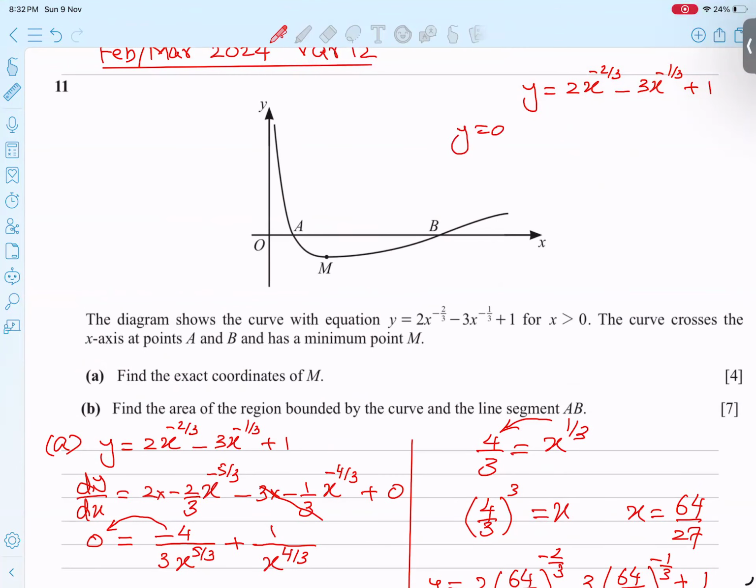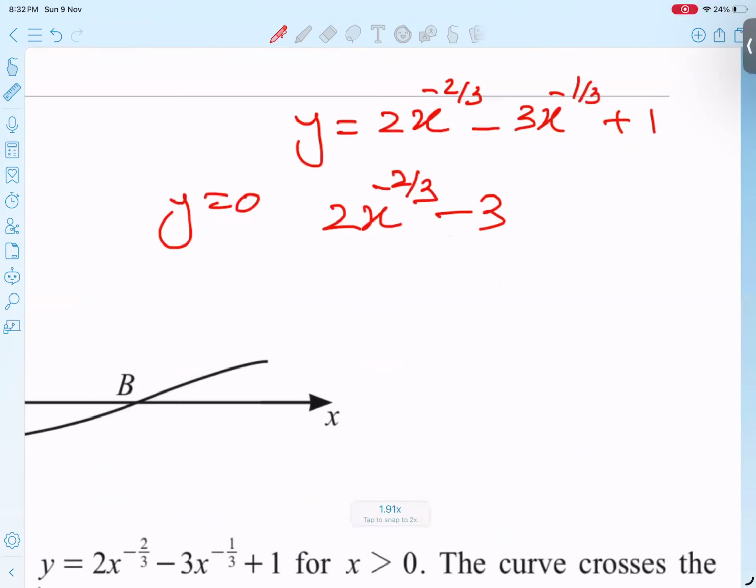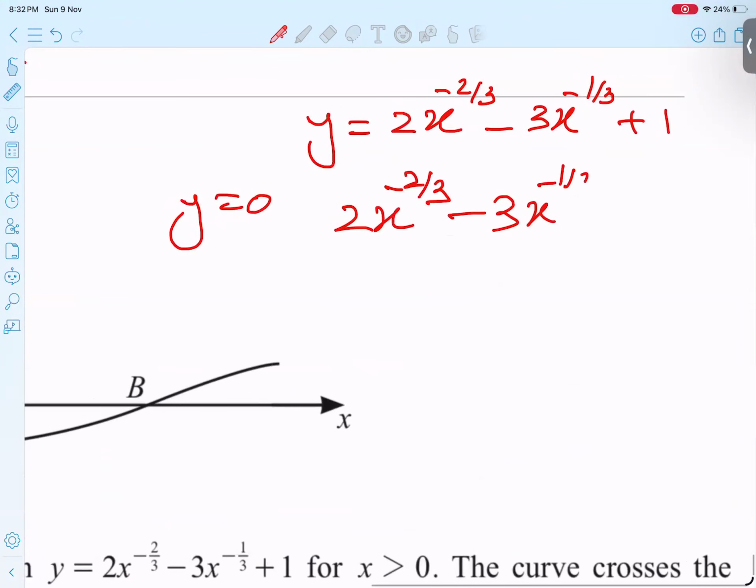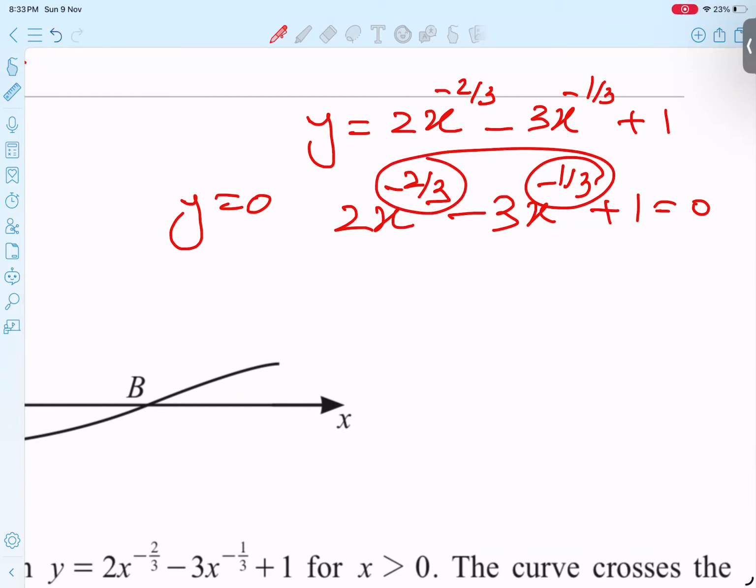So when I plug in y = 0, I get 2x to the power negative 2/3 minus 3x to the power negative 1/3 plus 1, which is equal to 0. You see the double power here. Double power means if we have x to the power 2 and x to the power 4, this is called double power. If we have x to the power 3 and x to the power 6, this is also double power, into 2. So in this situation, this double into 2, we get this power.